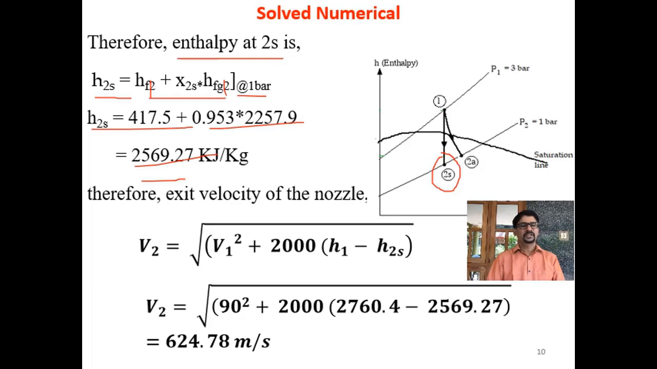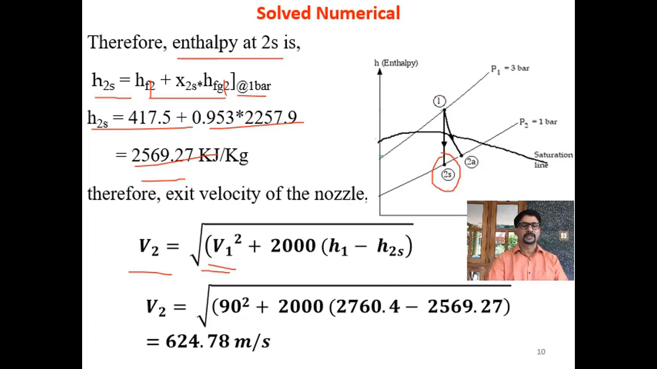Now once I find the enthalpy h2s, let me find the exit velocity of the nozzle for the isentropic process. Since the initial velocity is given, there is a change in the formula. V2 is equal to the square root of V1 squared plus 2000 into (h1 minus h2s).